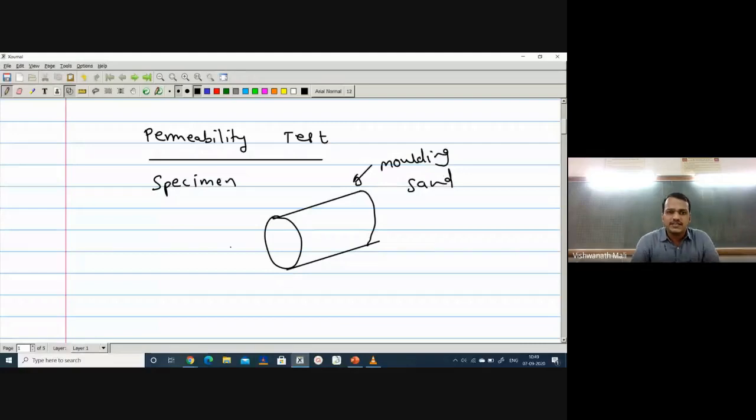This sample size is fixed. Its diameter is 50.8 mm. This is the standard. Its height is also the same, 50.8 mm. This is the standard size of this specimen, right?